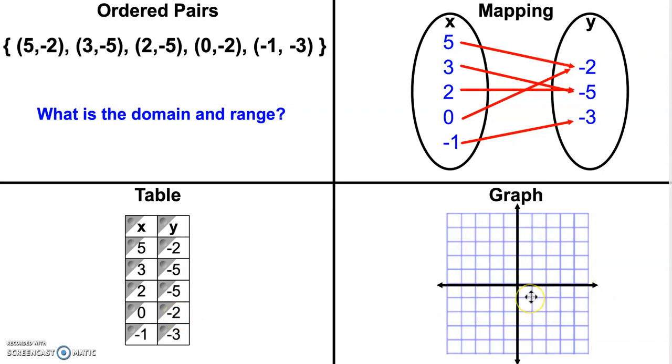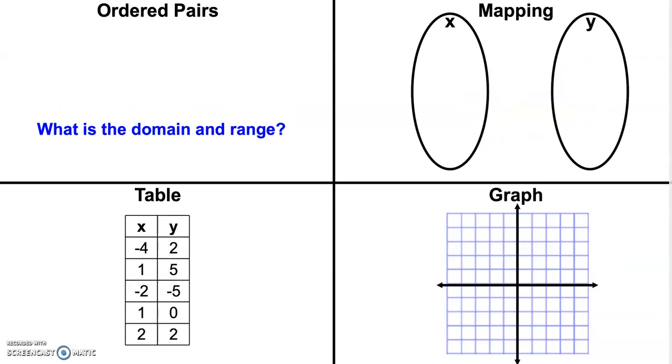And then of course our graph, we will show our points on the coordinate plane. So (5, -2), (3, -5), (2, -5), (0, -2), (-1, -3). So these 4 ways here are really representing the same relation. We just have the ordered pairs here, the mapping here, the table, and the graph. They really are representing the same relation, just in different forms.